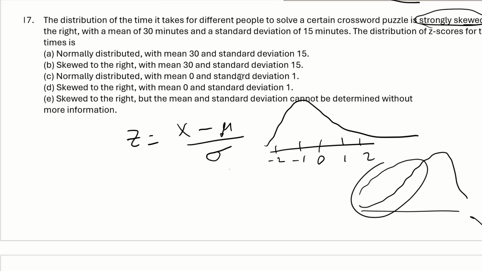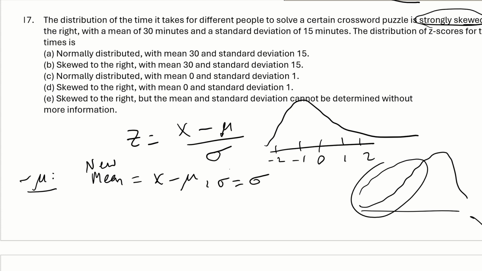Okay, so let's review real quick. If I subtract the same number from all the data values, the mean is going to change by that amount. So if I subtract mu, then the new mean is going to be x minus mu. The spread is not going to change. The standard deviation is still going to be sigma. So the new standard deviation is still going to be sigma.